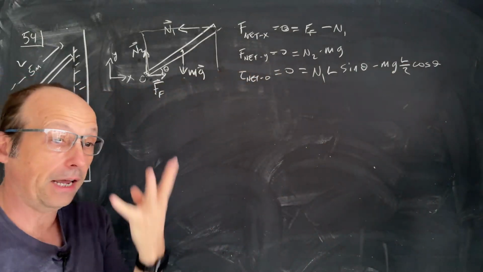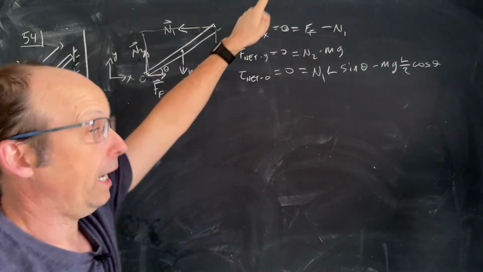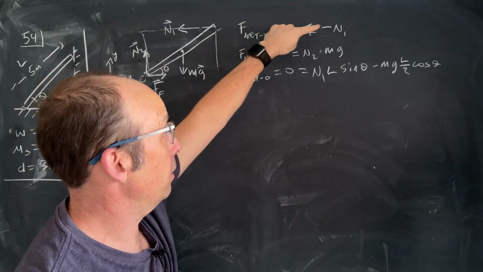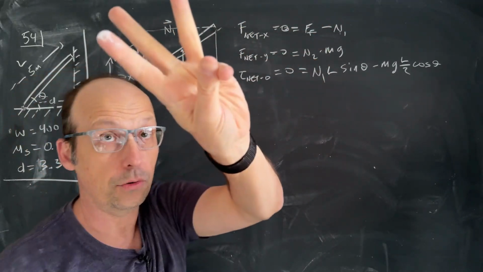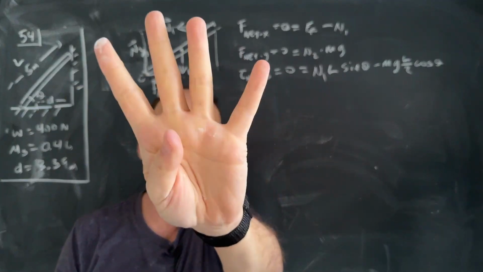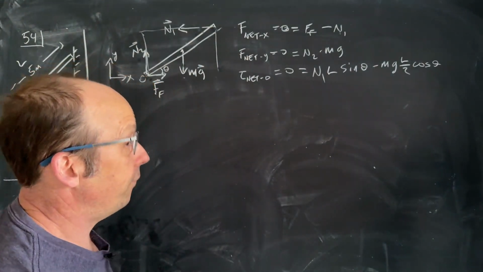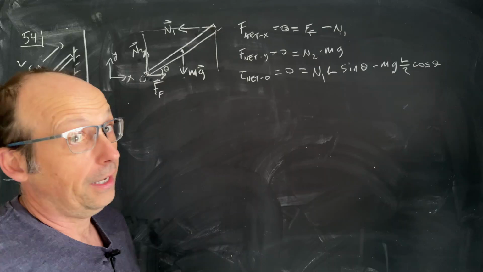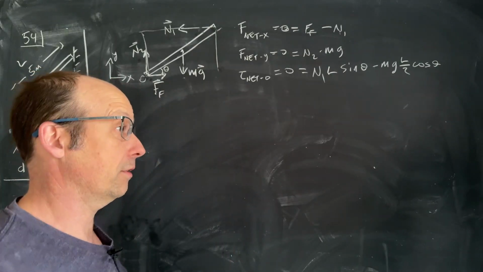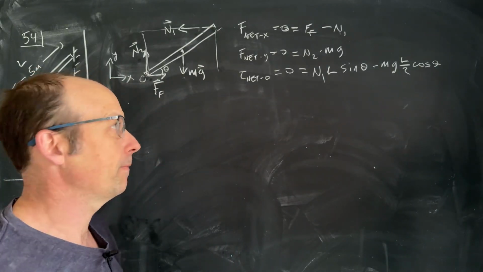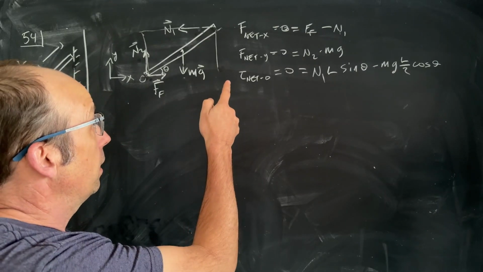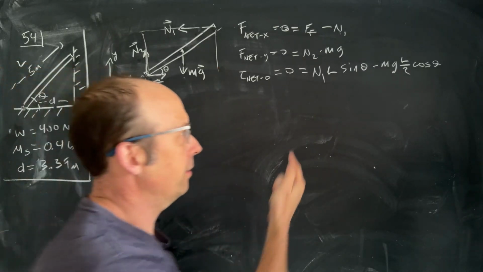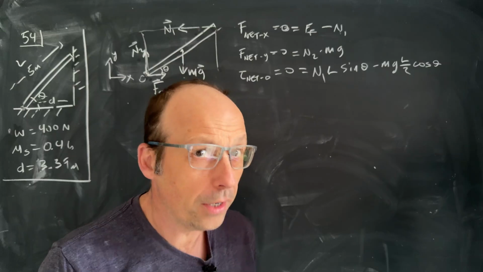So now you see I have 3 equations, and I don't know the friction. I don't know N1, that's two things. I don't know N2, that's 3 things. And I don't know theta, that's 4 things. So I have 4 things that I don't know, and I only have 3 equations. So that means I need another equation. Well, I can do that. Also, you'll notice that these equations do not have the thing that we want, which is d.